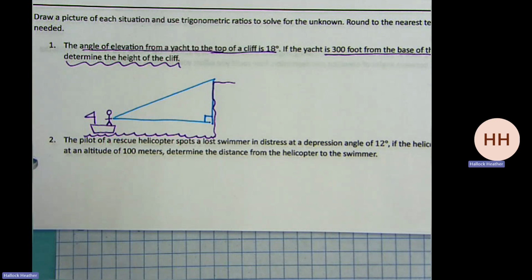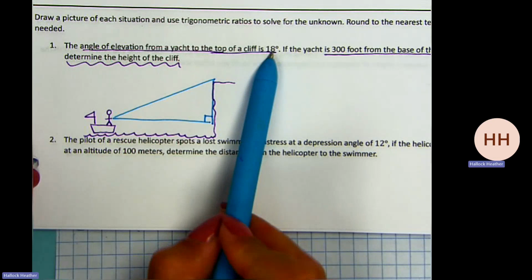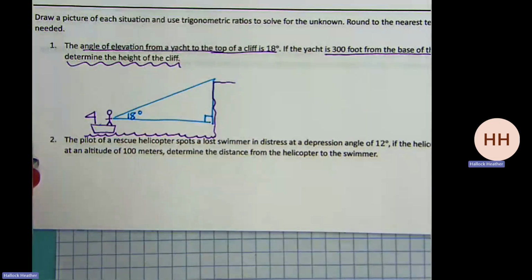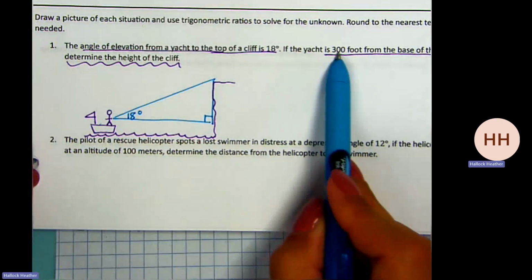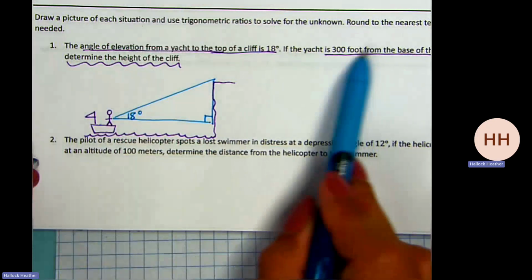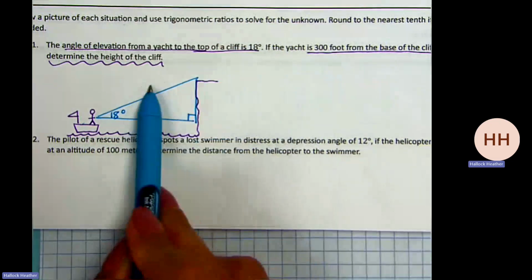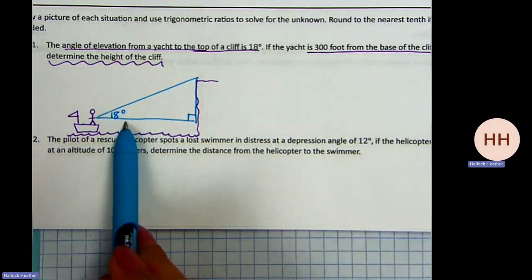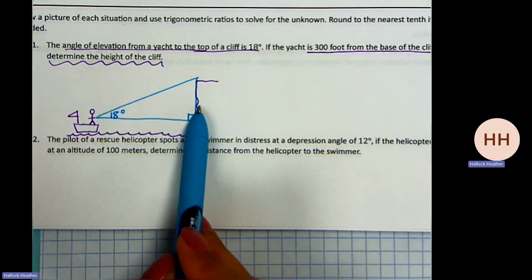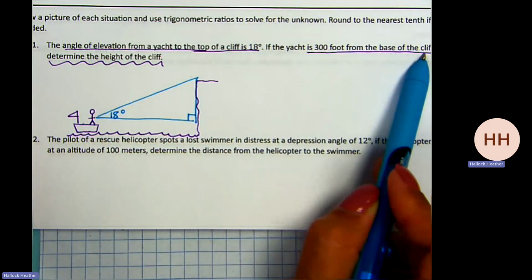So it says the angle of elevation from the yacht to the top of the cliff is 18 degrees. So 18 degrees is going to be right here because 18 degrees is going up to the top of the cliff. It says if the yacht is 300 feet from the base of the cliff, determine the height of the cliff. So I need to think about where I should put the 300. Should the 300 be the hypotenuse? Should it be the adjacent to 18? Or should it be the height of the cliff over here, the opposite? Where do you think I'm going to put the 300 if it says 300 feet from the base of the cliff?